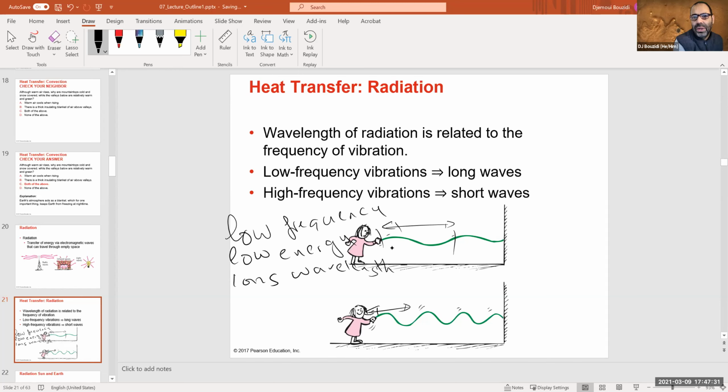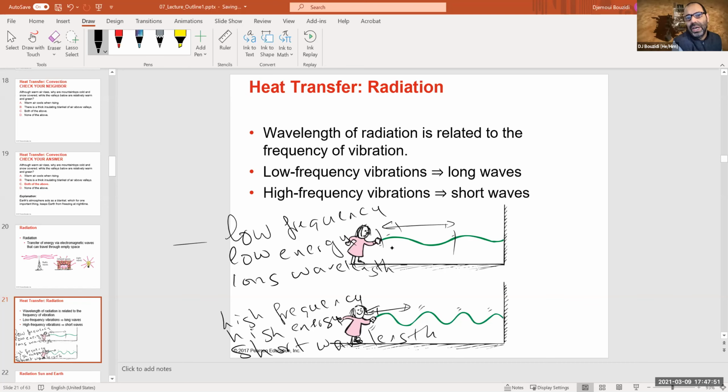Whereas this is the wavelength, a short wavelength. So in this case, it's a high frequency, high energy, short wavelength. So this is the characteristic of radiation. This is what characterizes the radiation.